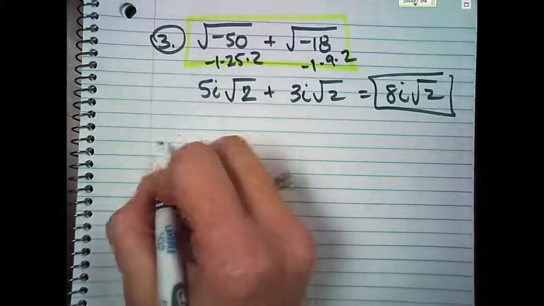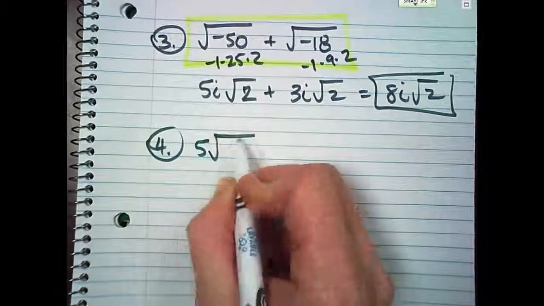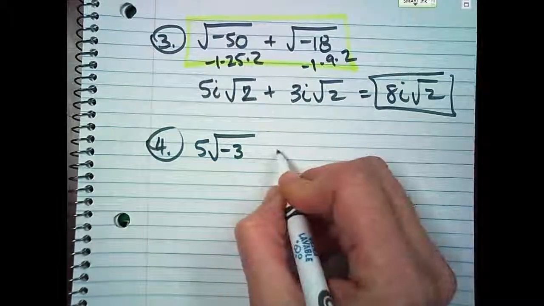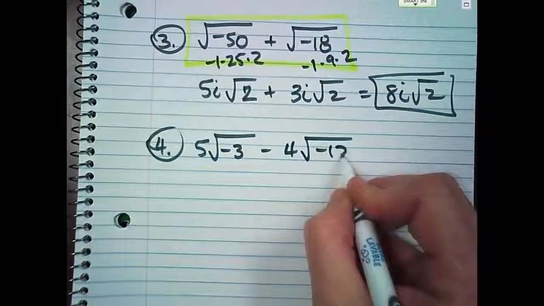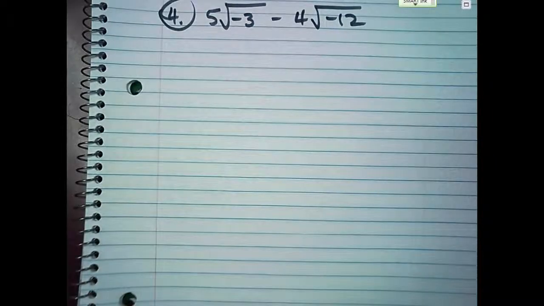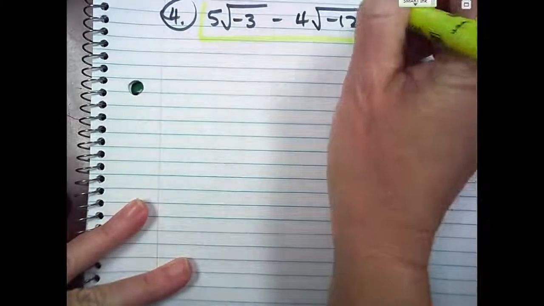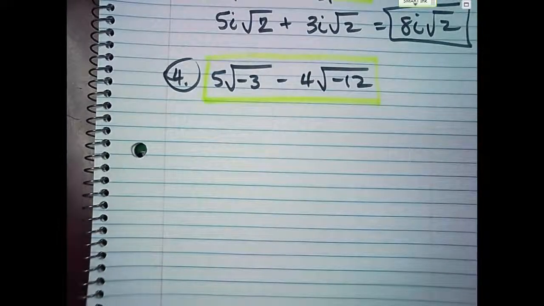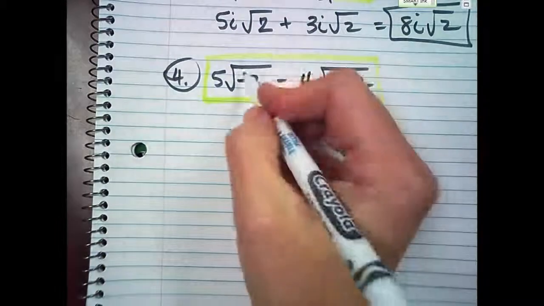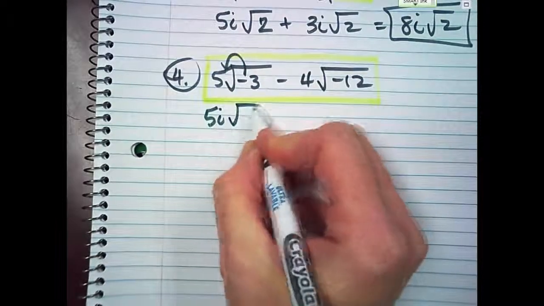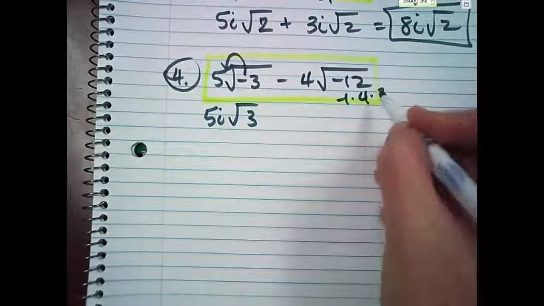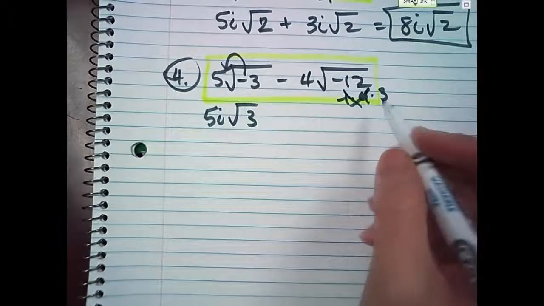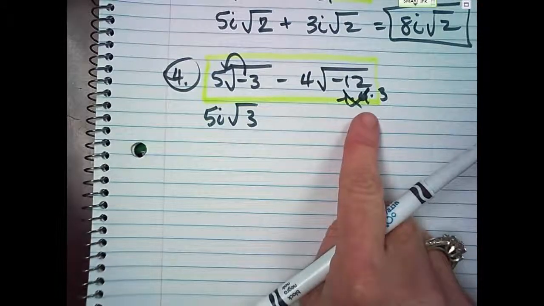Number 4. 5 root -3 minus 4 root -12. I can't break up the 3, so all I'm going to do is take the square root of the negative. So 5i root 3. This is -1, 4, and 3. So we kick these out. Okay, watch this part. Ready? This is probably the hardest one.